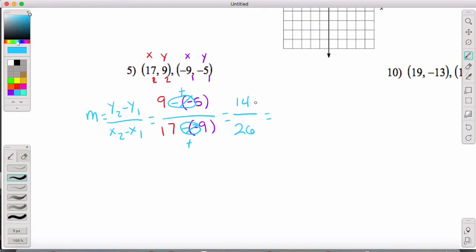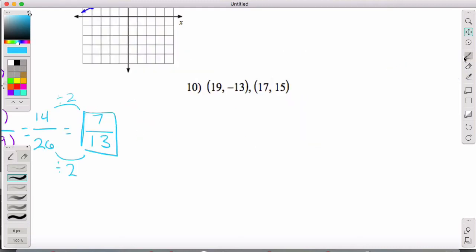Like the other ones, we've got to reduce. So we have to find the greatest common factor to be able to divide to get it smaller. We can definitely make this smaller, so we're going to divide the top and bottom by 2. 14 divided by 2 is going to give me 7. 26 divided by 2 is going to give me 13. And this is our slope. Our change in y is 7. Our change in x is 13.